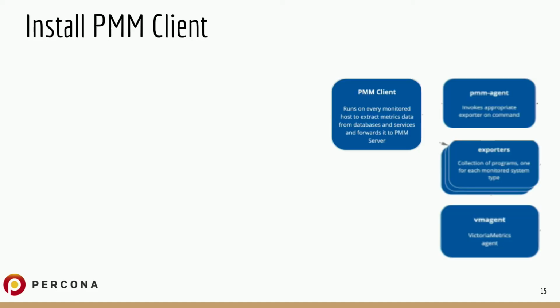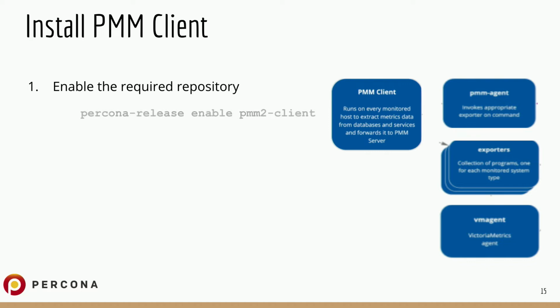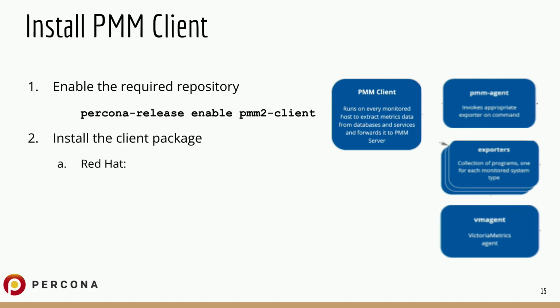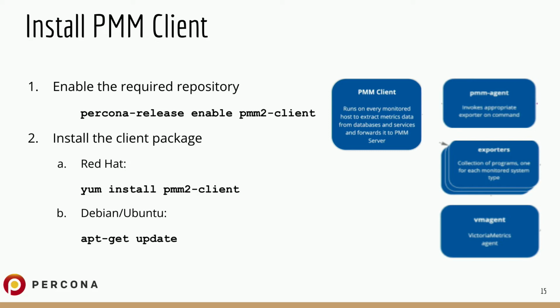In terms of the client installation, again, we first enable the repository that we need, which we can do with a command line interface to the percona-release package. Then the second step is to install the actual package, and whether we are in Red Hat or a Debian-based Linux, you have the official package manager, right?